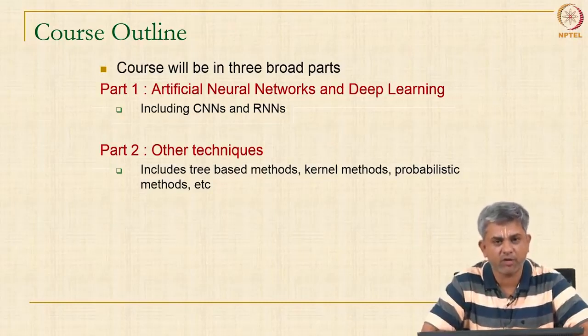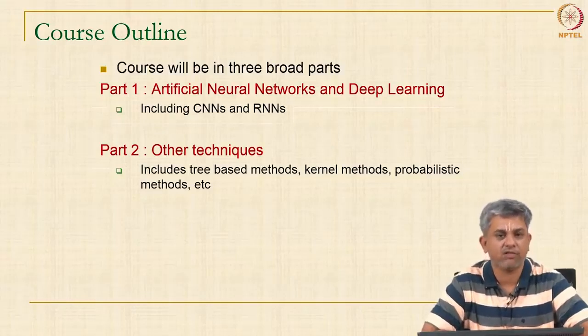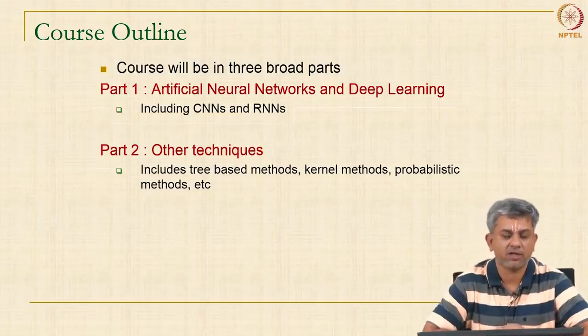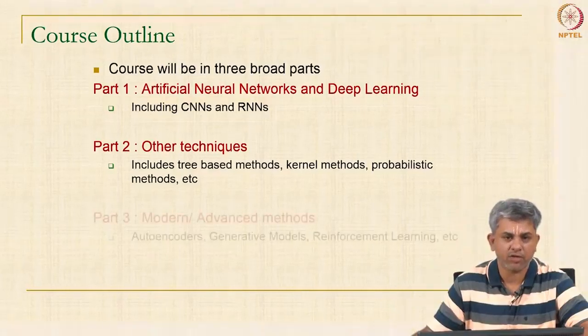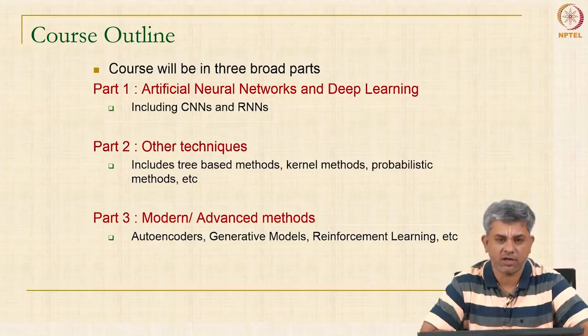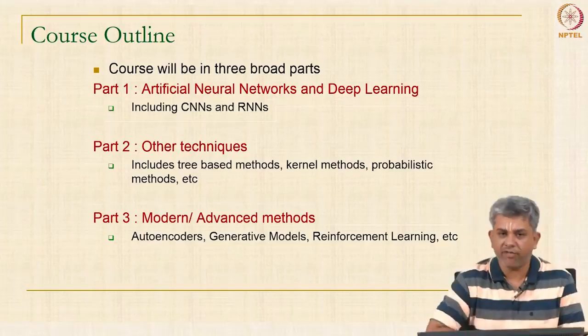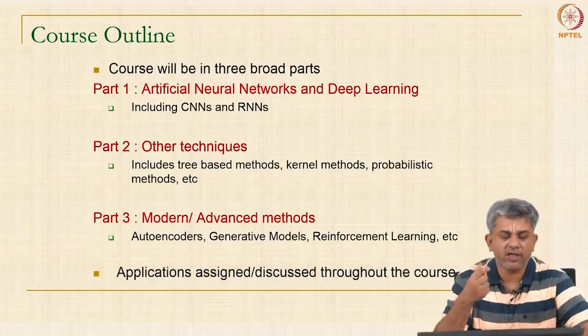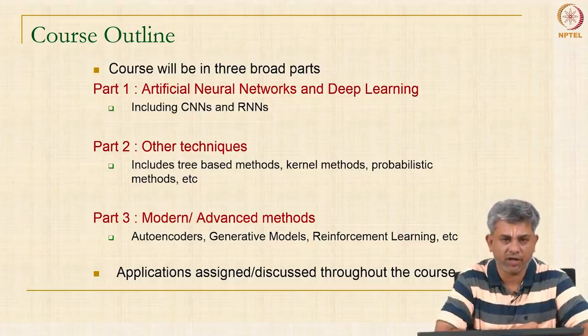The second part of the course is other classical techniques that have been used for a long time. They are still applied in various areas depending on the complexity of the problem: tree based methods, support vector machines, probabilistic methods, etc. This is the second part of the course. Finally, we will look at some modern techniques such as generative adversarial networks, etc., and reinforcement learning if time permits. As far as applications are concerned, within each module we will discuss various applications for each of those modules as we go forth during the course.